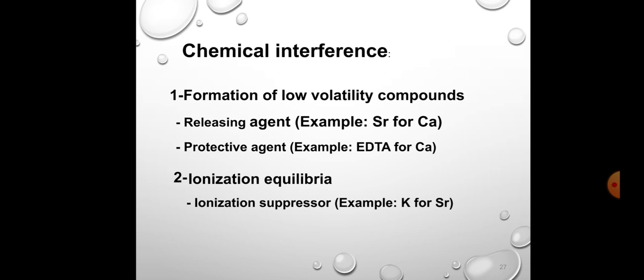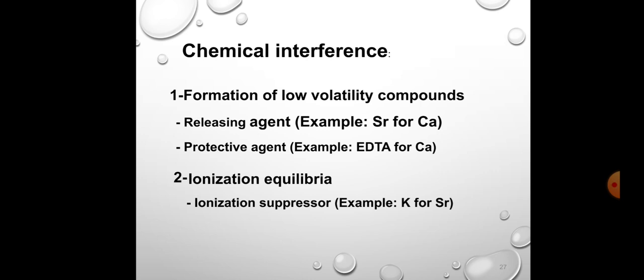Another interference is ionization equilibrium. Some of the elements may be ionized in an atomizer. For example, in a flame, if you are going to measure strontium, some of the strontium will be ionized. For example, 80 to 90% of its atoms remain, but 10 to 20% of it may be ionized. And this is not good because it will decrease the sensitivity of strontium.